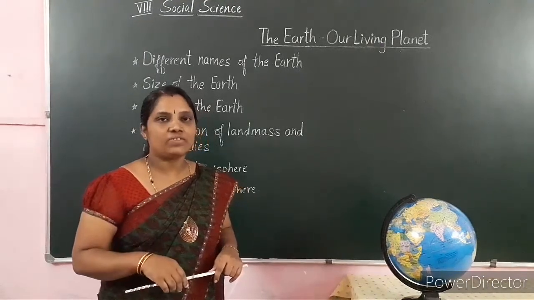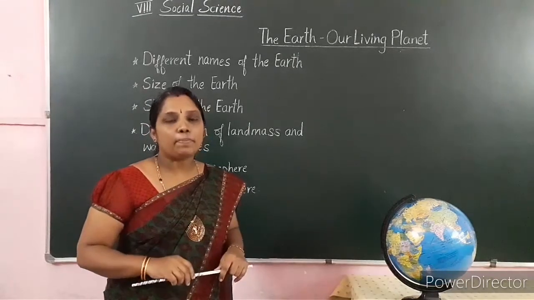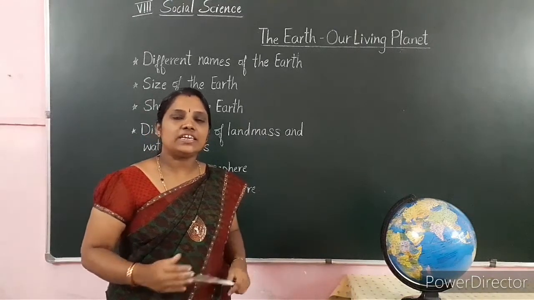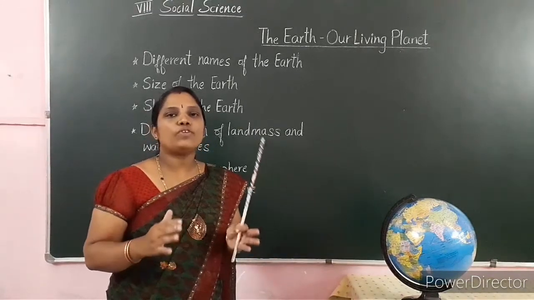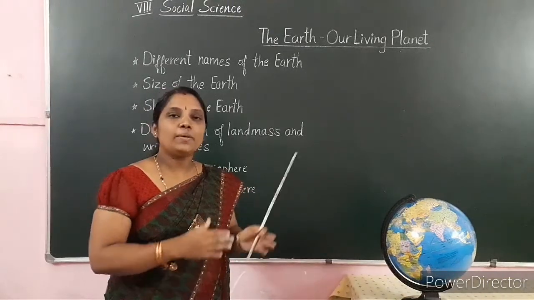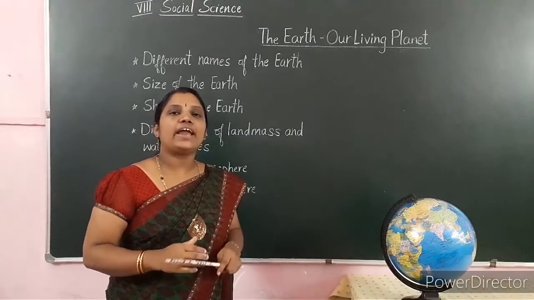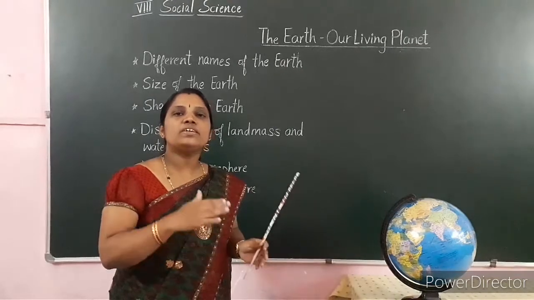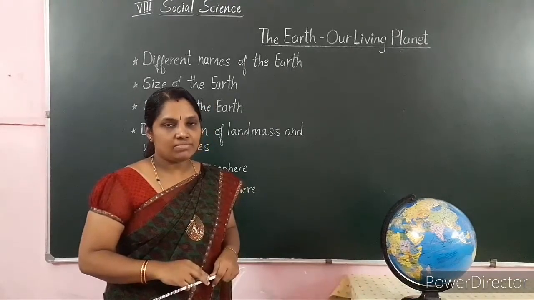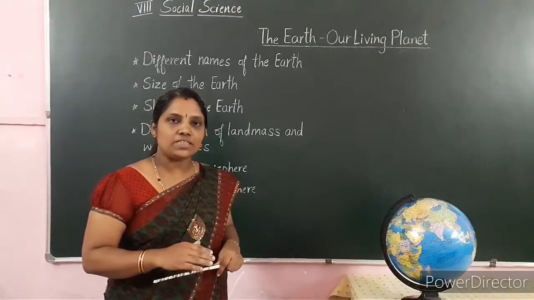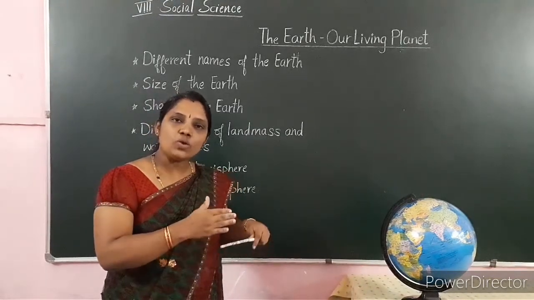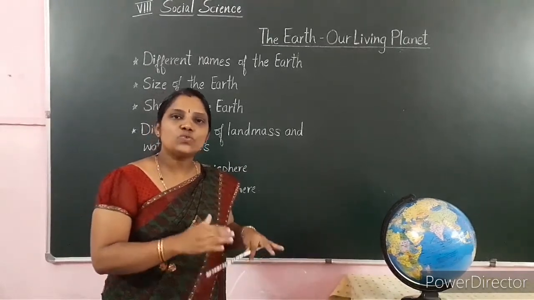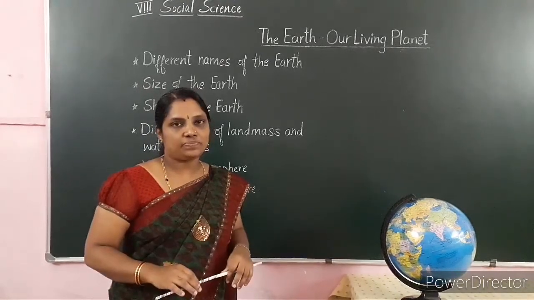Our Earth is the 3rd planet from the Sun. The Earth is the home for all forms of life like plants, animals and human beings because of its suitable distance from the Sun. Suitable distance from the Sun, that means neither very close to the Sun nor far away from the Sun.